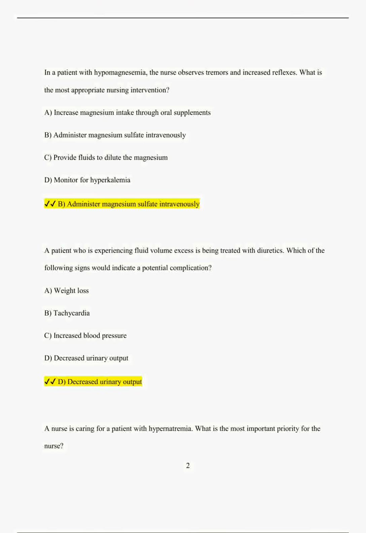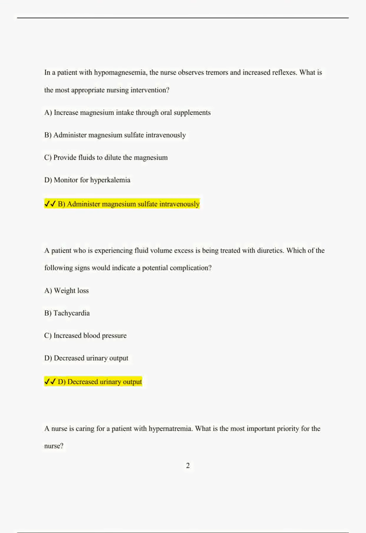1/3. 2. In a patient with hypomagnesemia, the nurse observes tremors and increased reflexes. What is the most appropriate nursing intervention? A. Increase magnesium intake through oral supplements. B. Administer magnesium sulfate intravenously. C. Provide fluids to dilute the magnesium. D. Monitor for hyperkalemia. Answer: B.